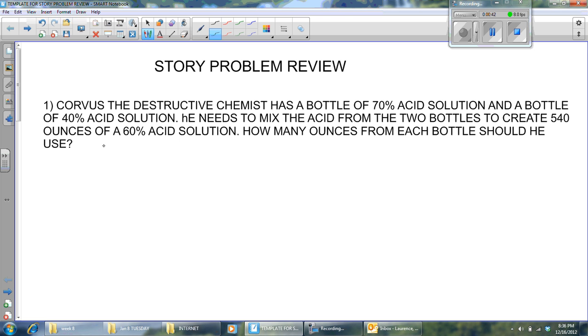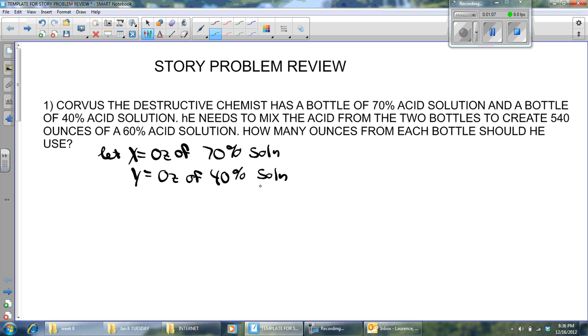Step one, I'm going to define my variables. So I'm going to say let x equal the ounces of 70% solution, and then y is going to equal ounces of 40% solution, right? First equation should be easy. x plus y equals the total number of ounces, 540.